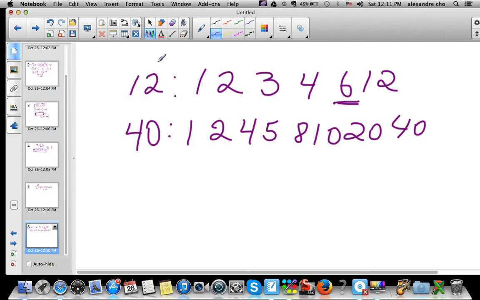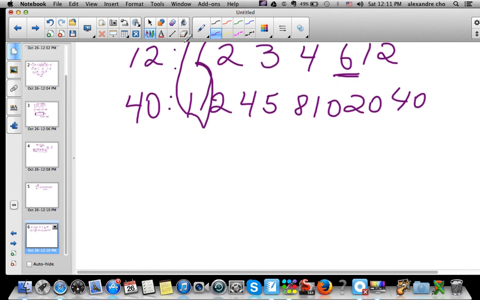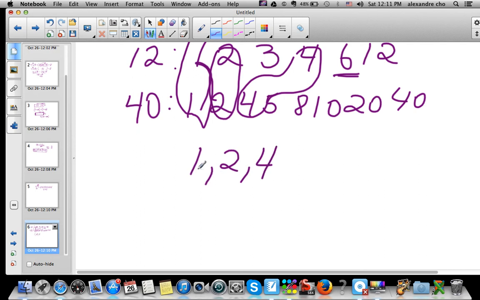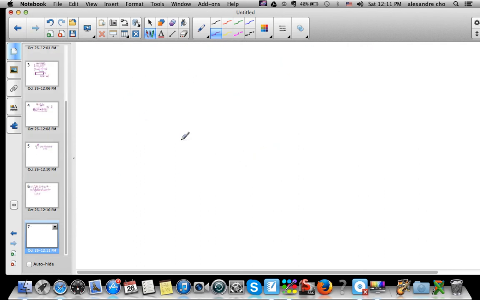So the common factors are the 1, because they share the 1. Why is this not writing, or why is it moving? The 2 is shared. The 4 is shared. And that's it. So the common factors: 1, 2, 4. Okay, those are all the factors that they share. Next one.